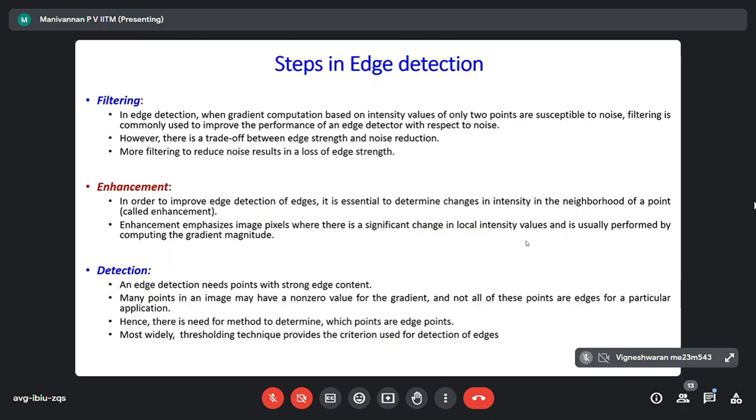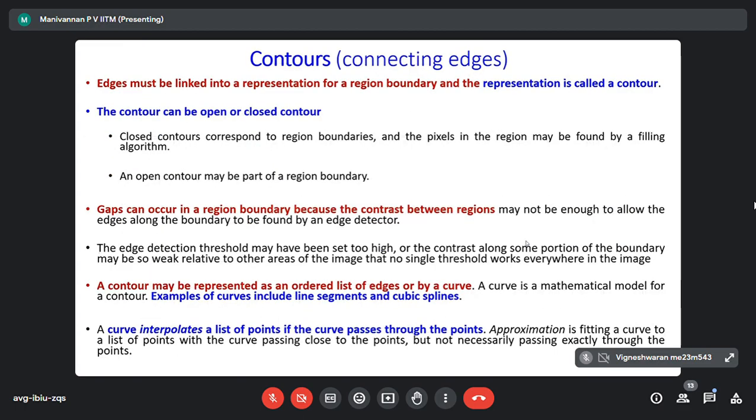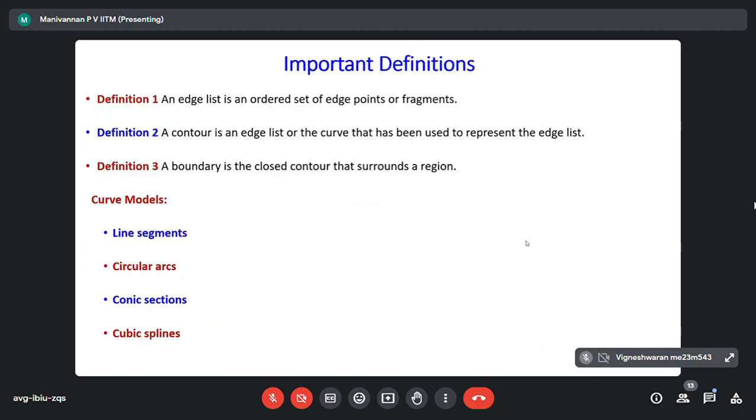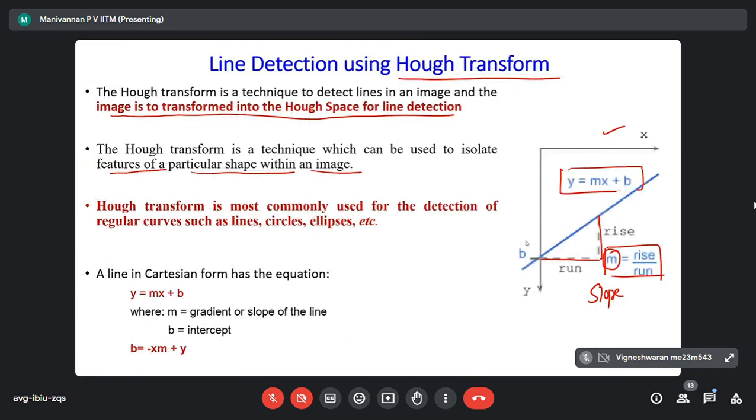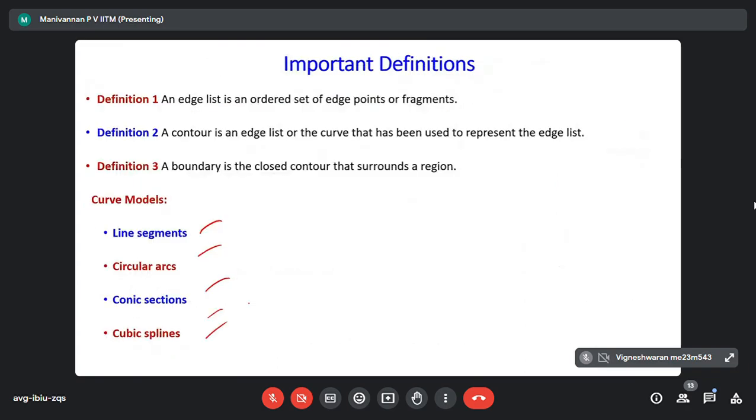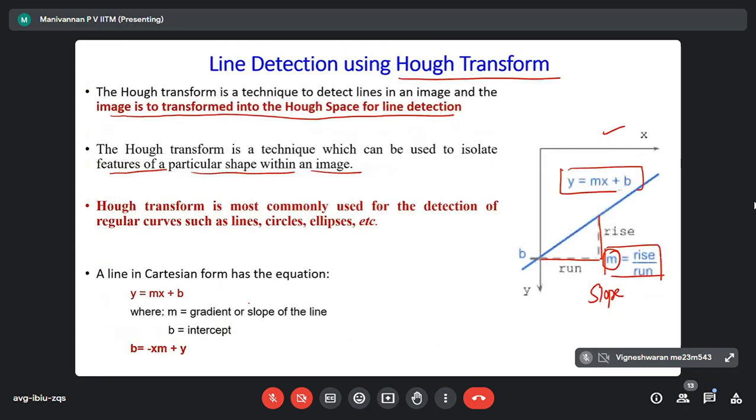Now by connecting the edges, you get the boundary or contour of the object. The contour can be a straight line. That's what we said, different lines can be possible. Any shape will contain edges that can have different types of lines: straight lines, splines, arcs, or circles, something that we can use this for.